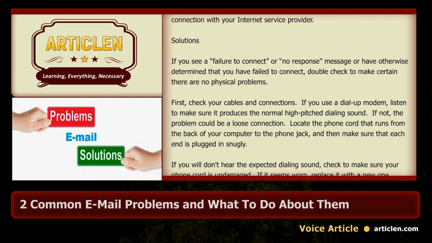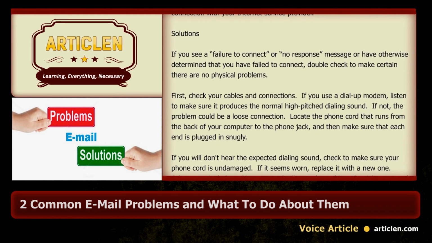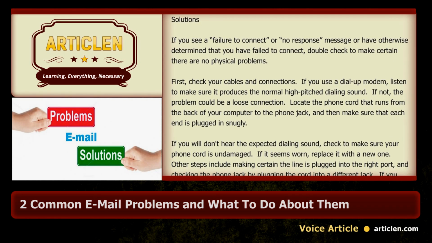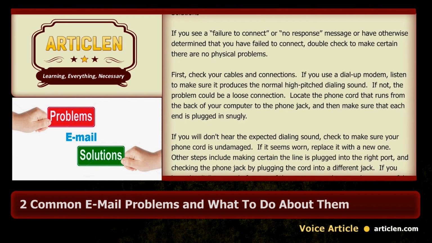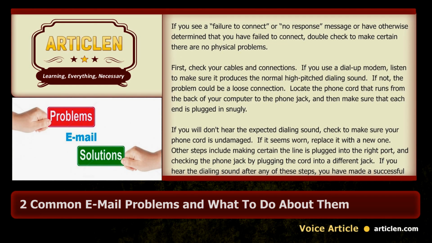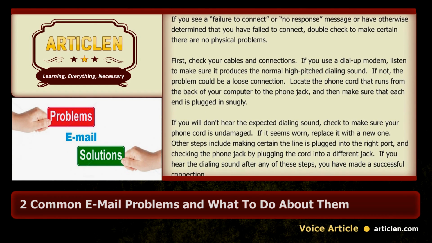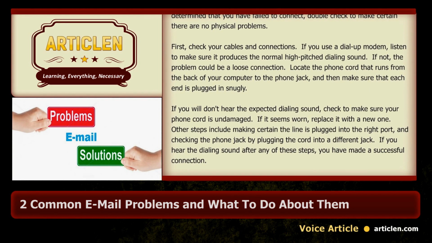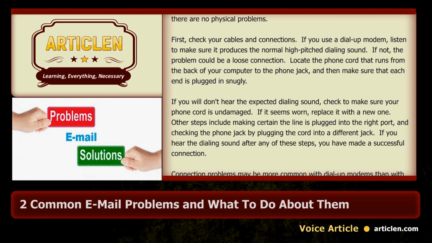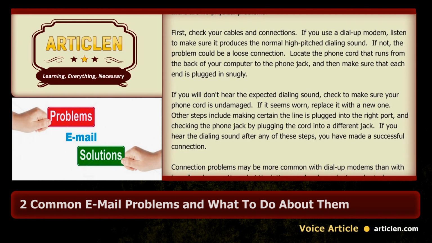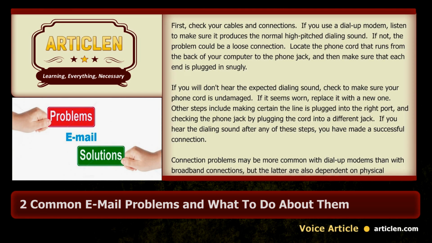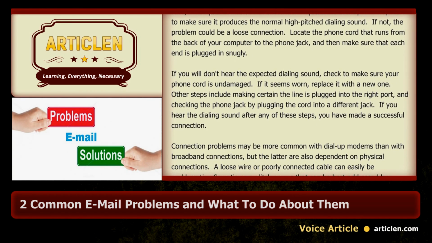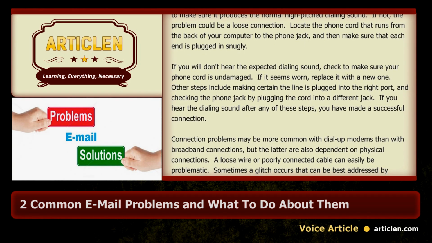Locate the phone cord that runs from the back of your computer to the phone jack, and then make sure that each end is plugged in snugly. If you don't hear the expected dialing sound, check to make sure your phone cord is undamaged. If it seems worn, replace it with a new one. Other steps include making certain the line is plugged into the right port, and checking the phone jack by plugging the cord into a different jack. If you hear the dialing sound after any of these steps, you have made a successful connection.